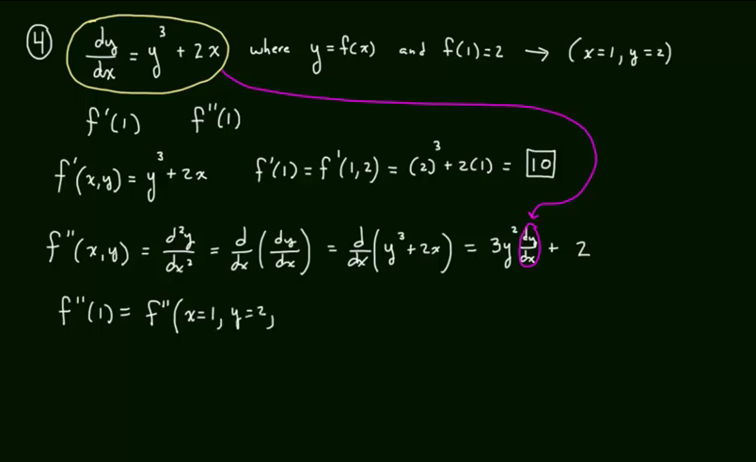Here's where I can skip it, because I can say dy/dx is equal to 10, which was solved earlier. So now I have 3. I plug 2 in for y. I plug 10 in for dy/dx. And then I add the 2. And that comes out to be 122. The second derivative is 122.